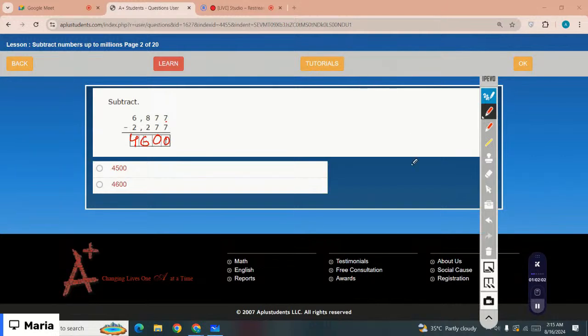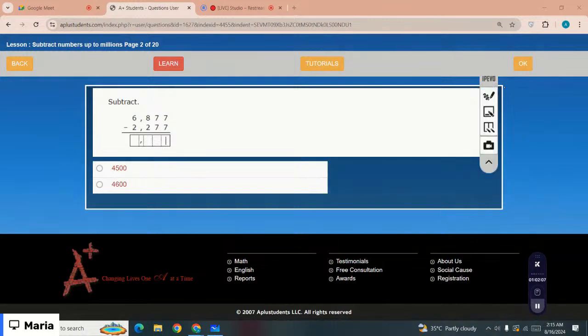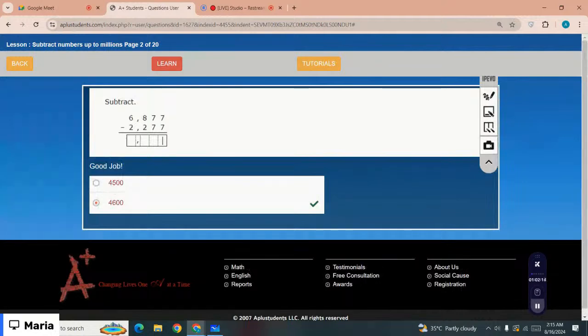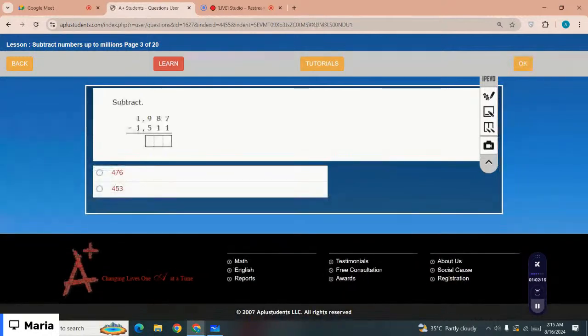The correct option is option number 2. 4600 is the correct option. Got it? Okay, now you have to subtract and write the correct option. 1987 minus 1511. So which is the correct option?